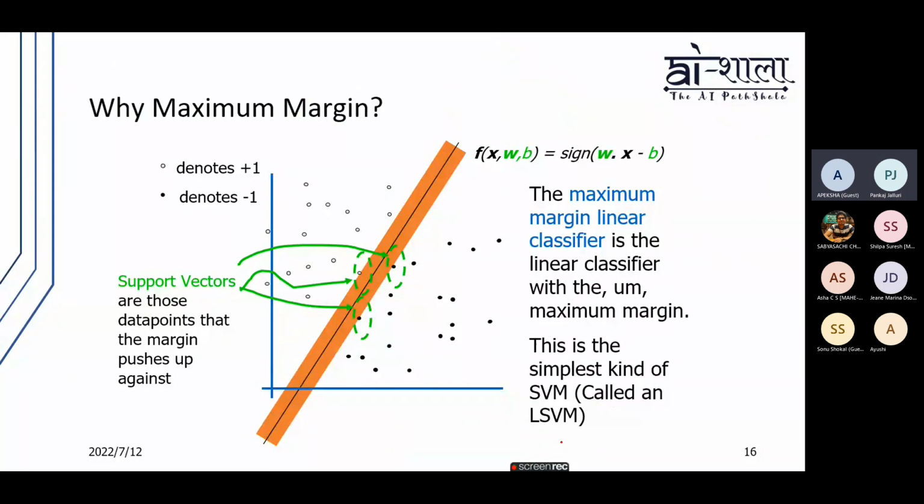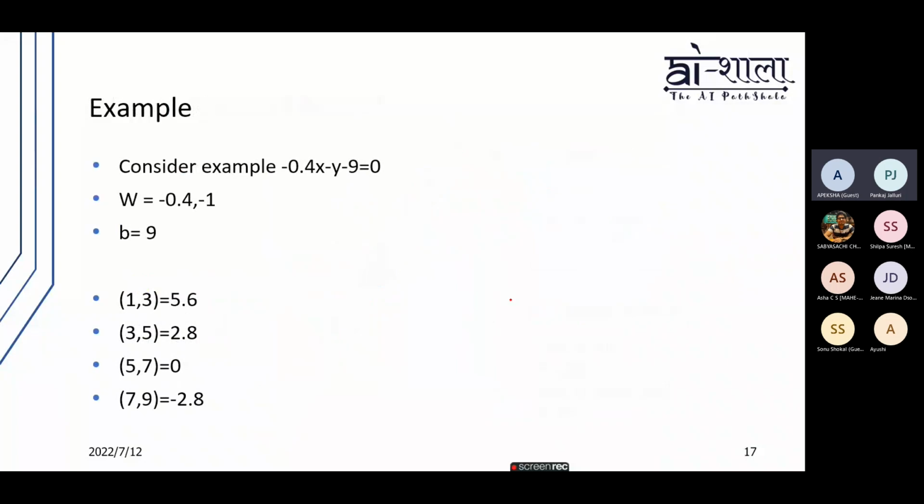Now, why maximum margin? Because we want to maximize the distance between class number 1 and class number 2. This is the plus 1 class, and this is the minus 1 class. Okay, two types of classes. Now consider this example. I will draw this example so you can relate to it. Suppose this is the line.